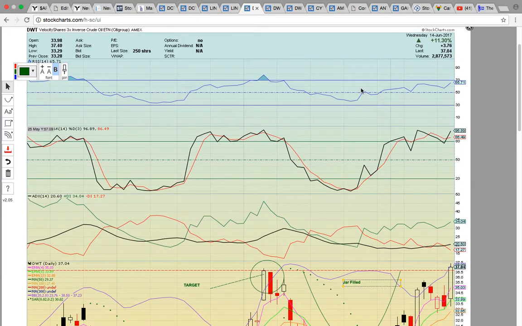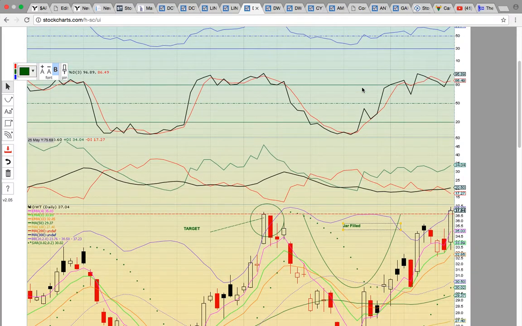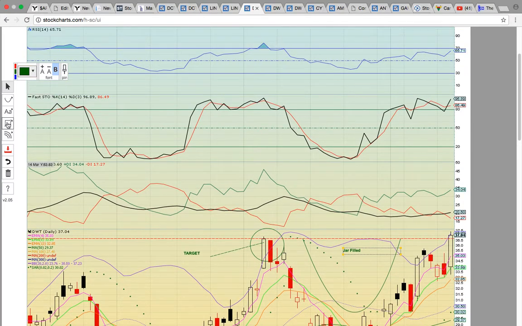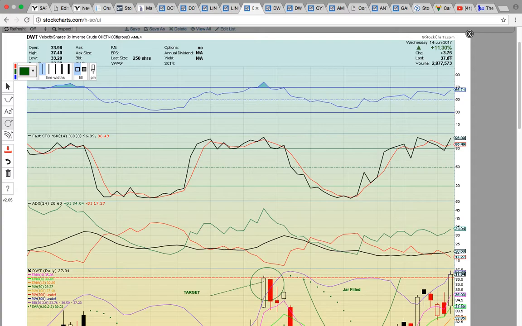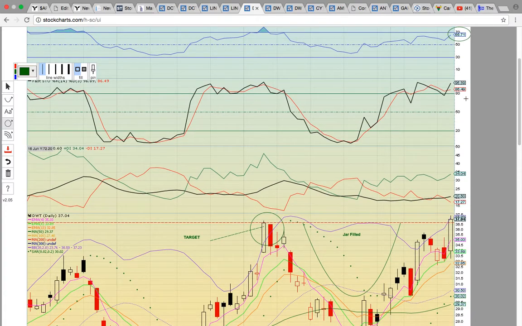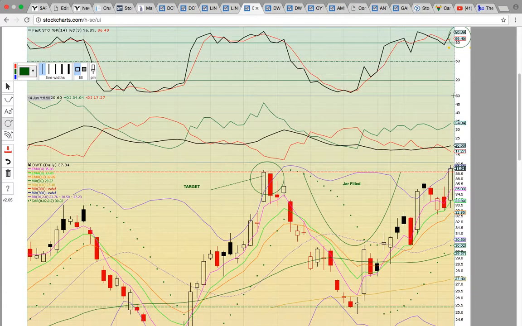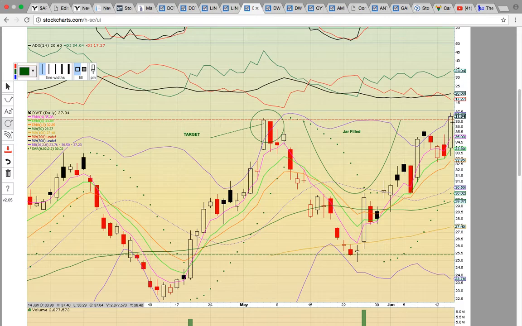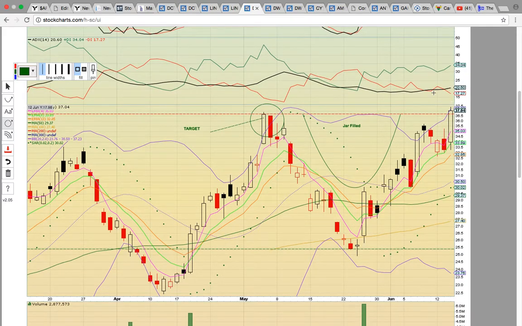Okay, check out DWT. Crude oil has been under pressure, and this stock has been on a really nice run. If you look here, it's still in the bull zone on RSI. Fasto is at overbought levels. You've got the bulls in control on ADX with the green line above the black and the red lines. You have the crossover here with the ADX.